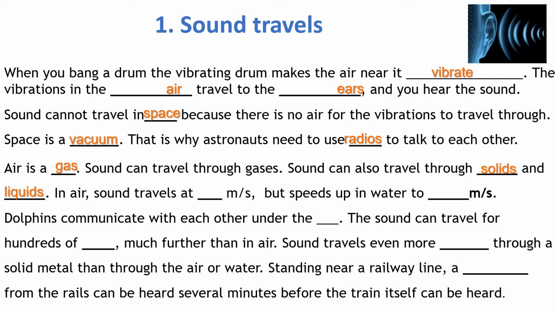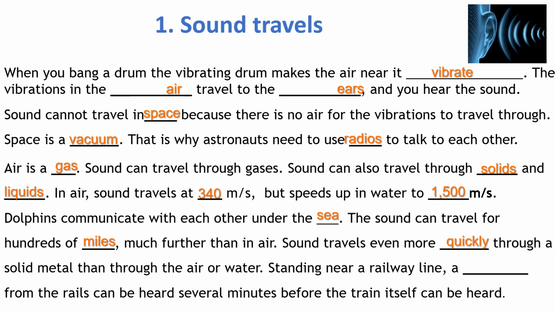In air, sound travels at 340 meters per second, but speeds up in water to 1,500 meters per second. Dolphins communicate with each other under the sea. The sound can travel for hundreds of miles, much further than in air.